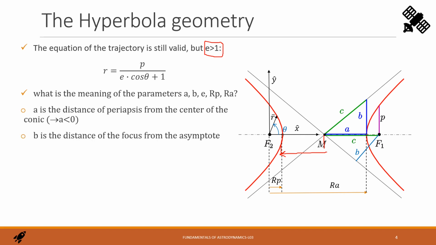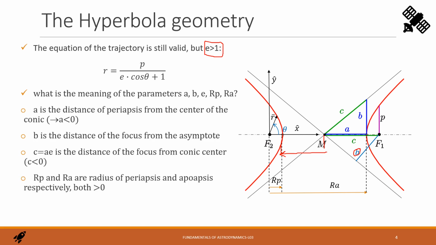b is the semi-minor axis and represents the distance of the focus from the asymptote, actually this distance. c is the distance of the focus from the conic center, also negative. rp and ra are respectively the radius of the periapsis and apoapsis, and both are positive.